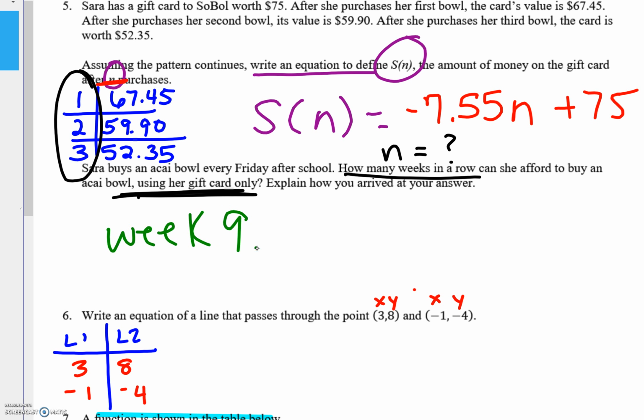And to save time, I'm not going to write out the explanation, but remember when you see the word explain, you must write it out.